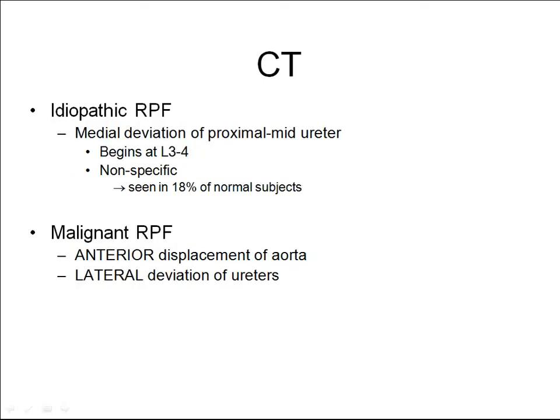Interestingly, with CT in idiopathic RPF, we see the typical medial deviation of the proximal to mid-ureter, usually around the L3 to L4 level. However, this is a non-specific finding and is seen in up to 18% of normal patients. With malignant retroperitoneal fibrosis, you'll often see anterior displacement of the aorta and lateral deviation of the ureters.